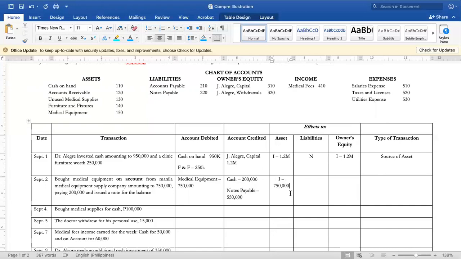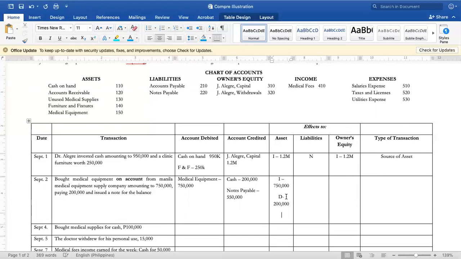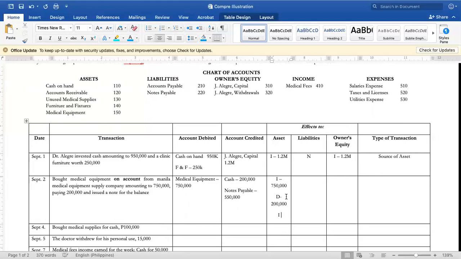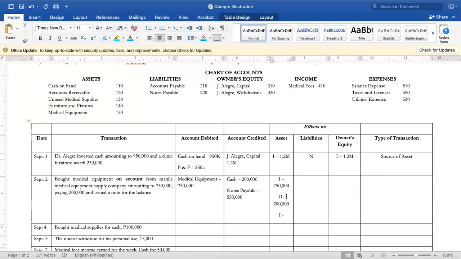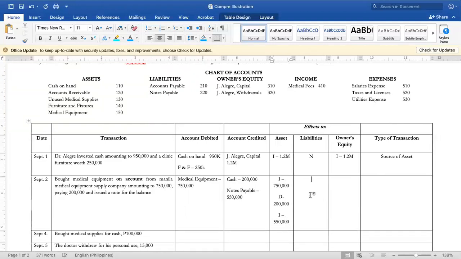But aside from the increase, we also credited an asset account. Right? So it increased, but there is also a decrease. How much is the decrease? That is 200,000. So it decreased by 200,000. Therefore, the total net effect is an increase. If your total asset increase is 750 minus 200, that is 550,000. Okay, that is the total effect on your asset.